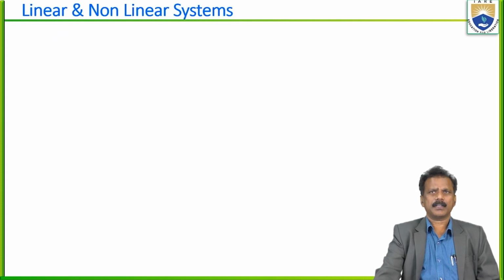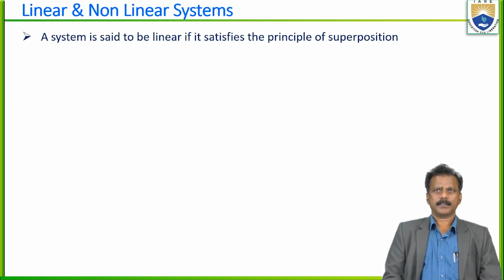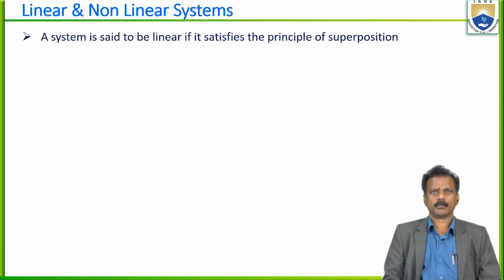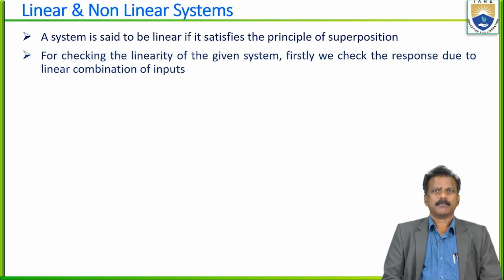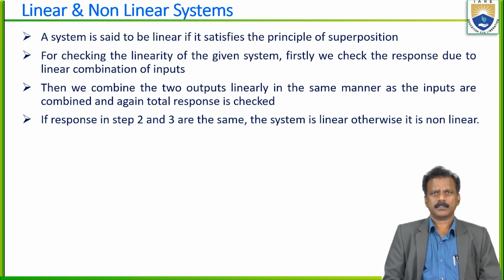Now coming to the next system, linear and nonlinear systems. A system is said to be linear if it satisfies the principle of superposition. For checking the linearity of the given system, firstly we check the response due to the linear combination of the inputs. Then we combine the two outputs linearly in the same manner as the inputs are combined, and again the total response is checked. If the responses in step 2 and step 3 are the same, the system is linear; otherwise it is nonlinear.